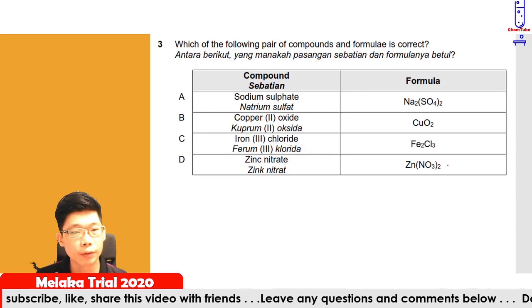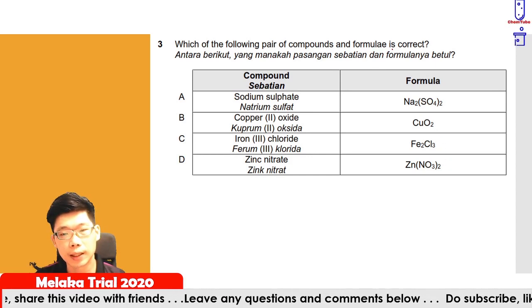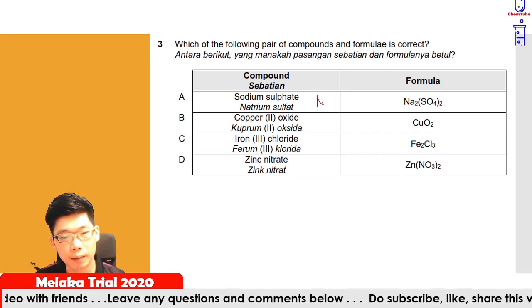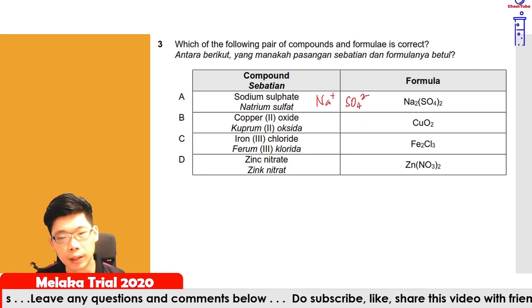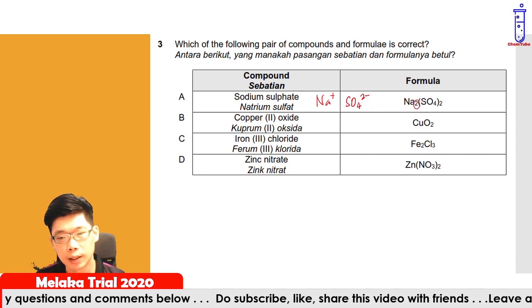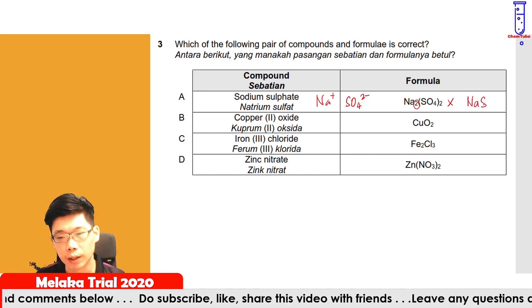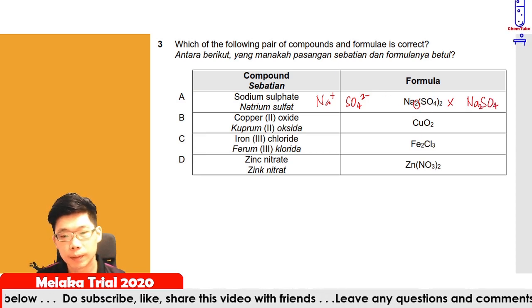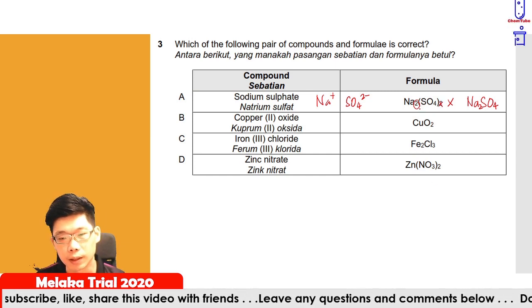Okay, number 3, which of the following pairs of compounds has the correct formula? Sodium sulfate. Sodium is Na positive. Sulfate is SO4, 2 minus. So we interchange the charge numbers, so 1 and 2. So this one is wrong. It should be Na2SO4, sodium sulfate. This one is correct. This one is wrong. This one is correct.